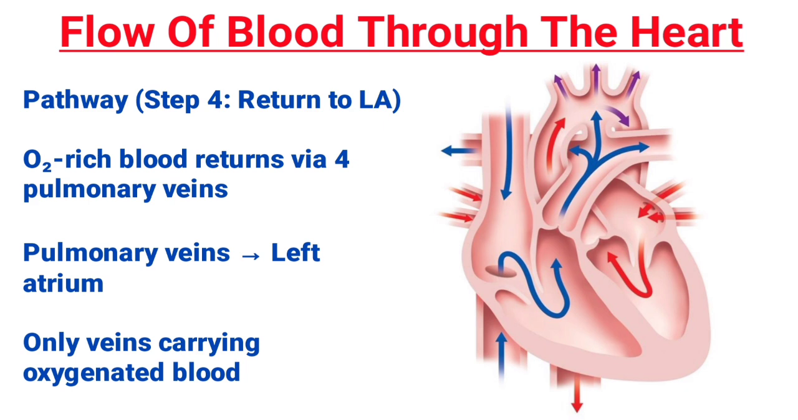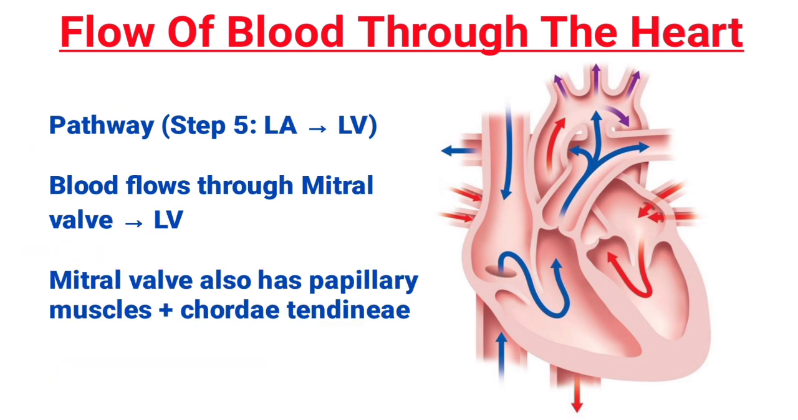Oxygen-rich blood then travels back to the heart through the pulmonary veins. There are typically 4 pulmonary veins, 2 from each lung, which empty into the left atrium. These veins are the only veins in the body that carry oxygenated blood. And then step number 5, the left atrium to the left ventricle.